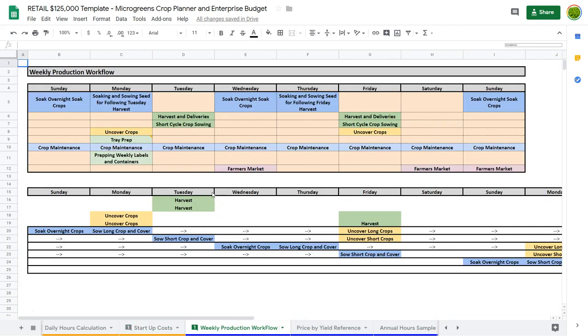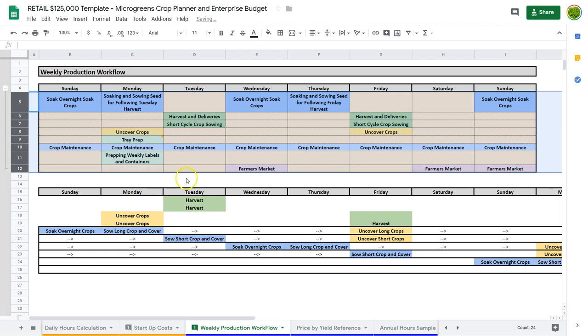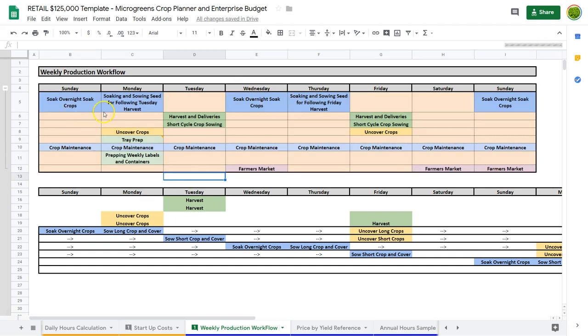This here is my attempt to lay out what the workflow looks like each week. I haven't figured out a very good way to do it, so I've done it in two ways. This top version here is just sort of looking every day at what the tasks are and giving each task its own sort of color and row.